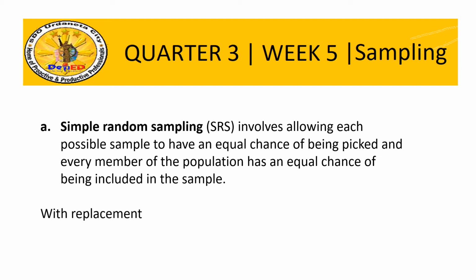So it could be with replacement or without replacement. With replacement, the selected individual or unit is returned to the frame for possible reselection. But in without replacement, the selected individual or unit is not returned to the frame. So this sampling method requires a listing of all the elements of the population called the sampling frame.